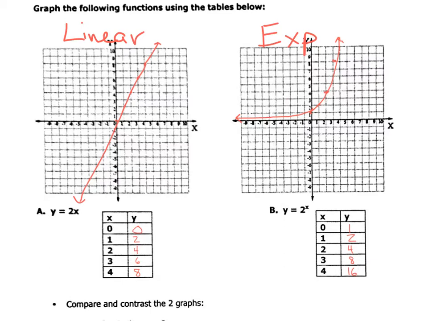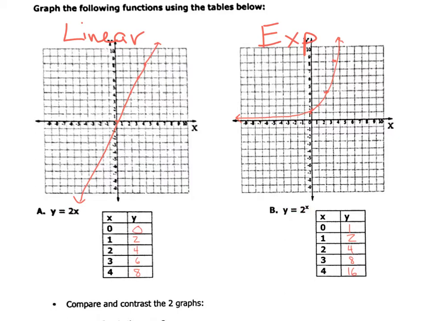When we're looking at a function, linear does not have any kind of exponent on it. And exponential has a variable as the exponent. So you see right here we have a variable as the exponent. That's what makes this exponential.